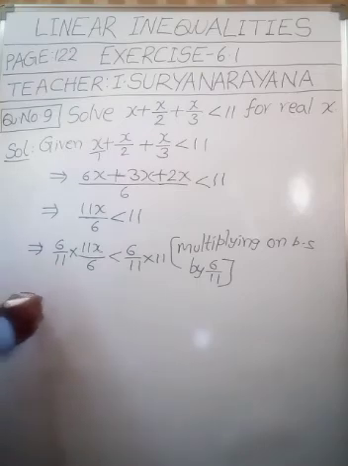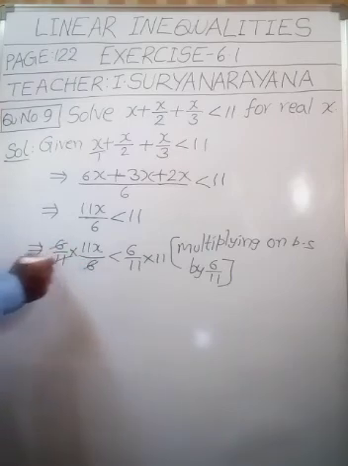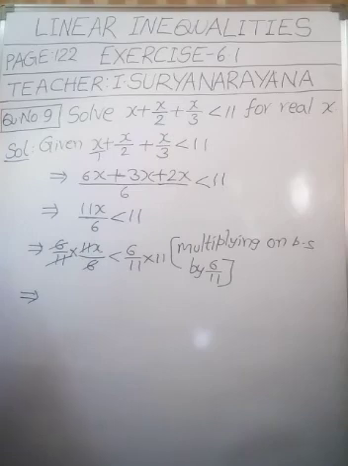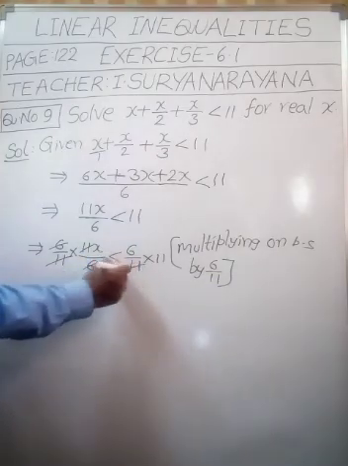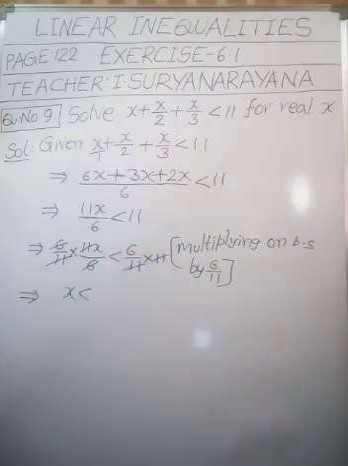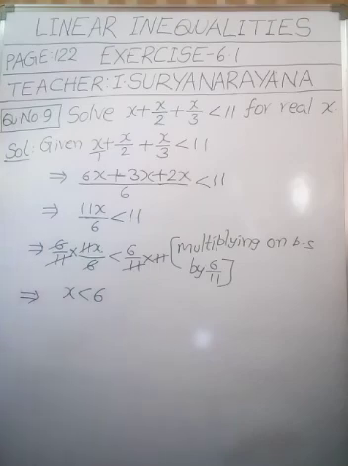Right. This implies, now let us simplify the LHS. Here 6 gets cancelled, here 11 gets cancelled. Then what do you get in the LHS? x only. So x in the LHS. Understood this LHS, my children? Less than. Here 11 gets cancelled. What will you get in the RHS? 6. So x is less than 6. Understood this part, my children?